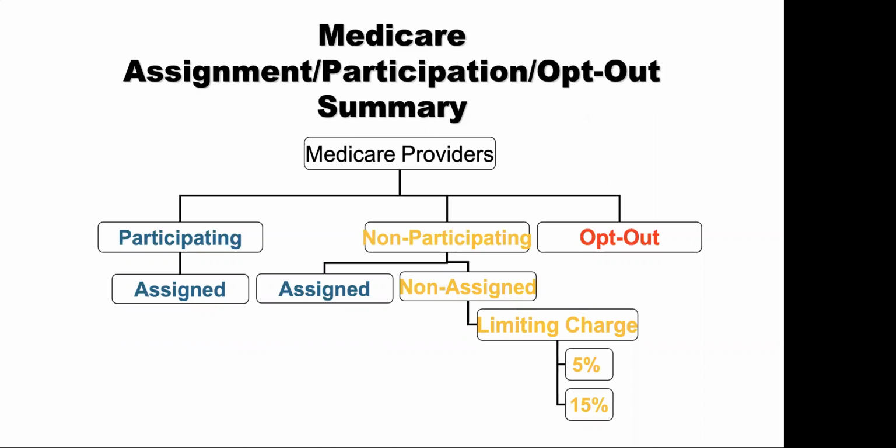So in New York State, if you saw a non-participating provider for a surgical procedure, they're allowed to charge an additional 5% over and above what Medicare typically charges. To make this very simple, if a procedure was $100, Medicare would cover $80.